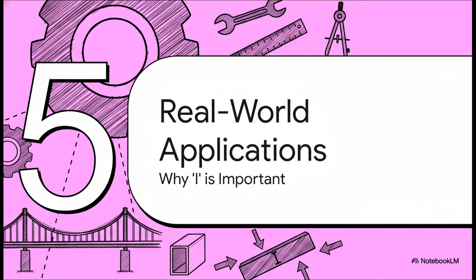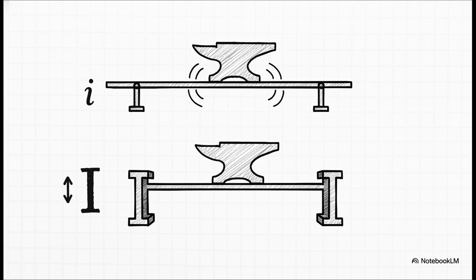So, after all of that grinding through calculations, you're probably asking, so what? Why do we care so much about this number I? And the answer is, I is everything. It is the absolute backbone of structural engineering. Let's take a look at where this value I shows up in some of the most important formulas you'll ever use.